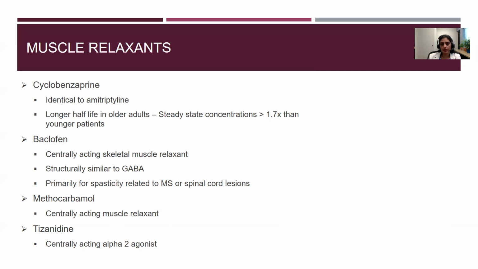So if you ever want to start methocarbamol, which is a centrally acting muscle relaxant, you can start at a low dose of 250 milligrams TID as needed. And then if you need to, you can progress up if a patient is tolerating it well.